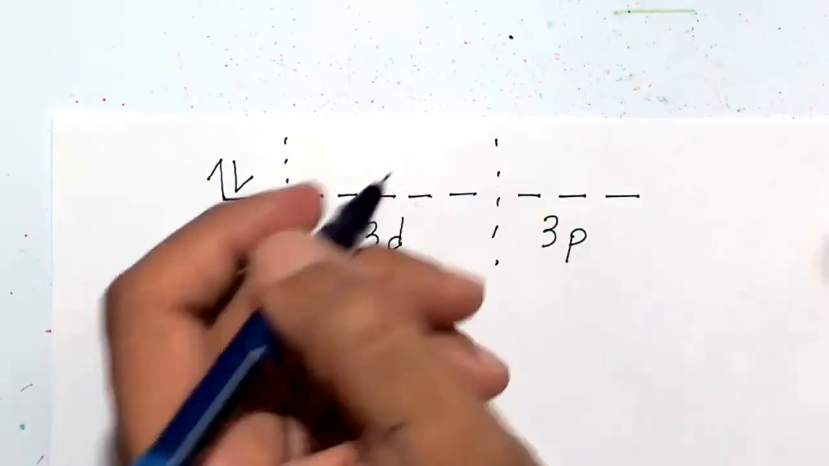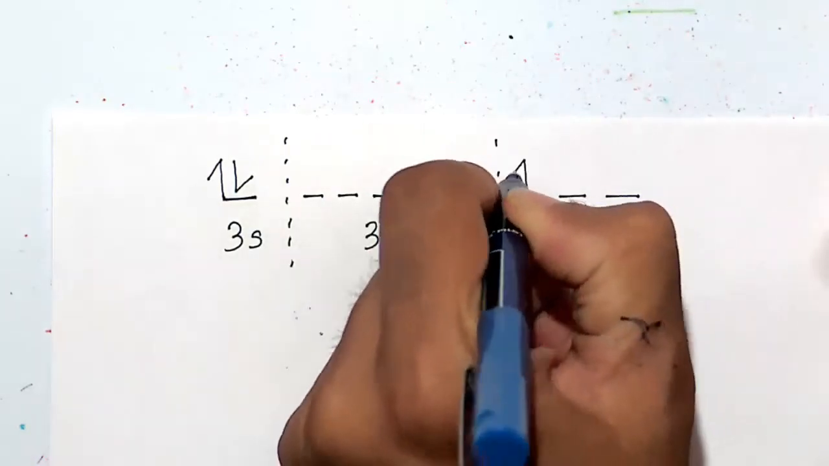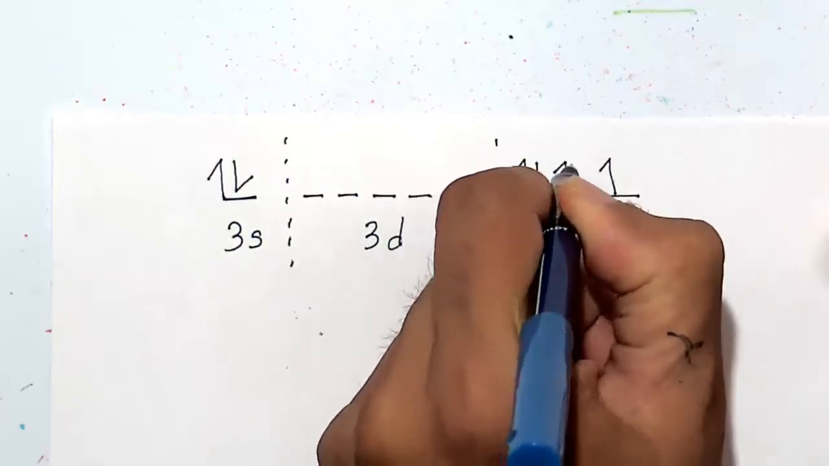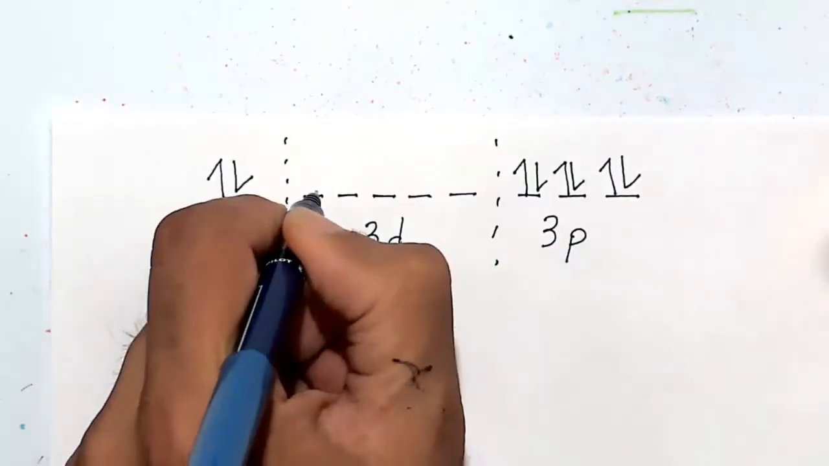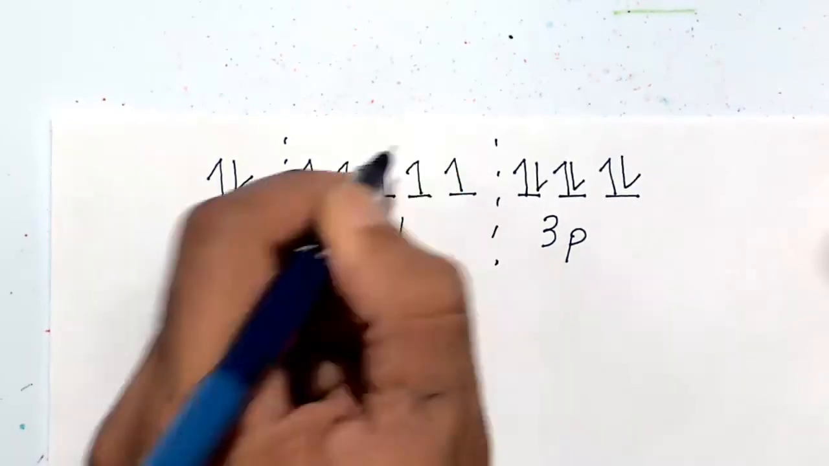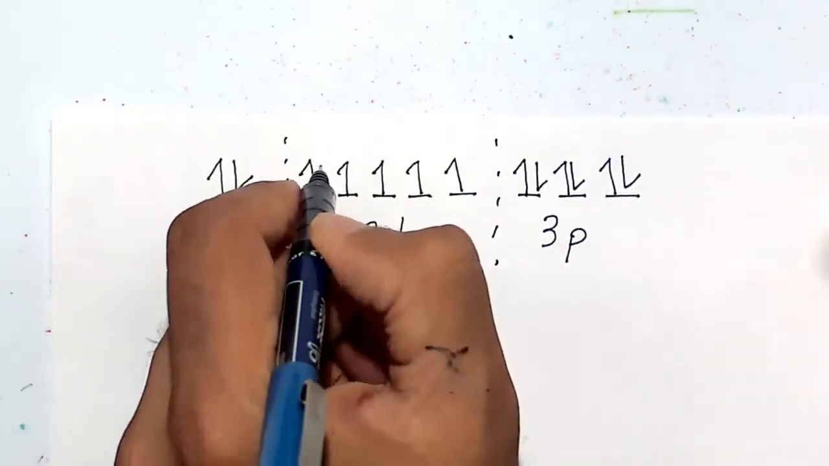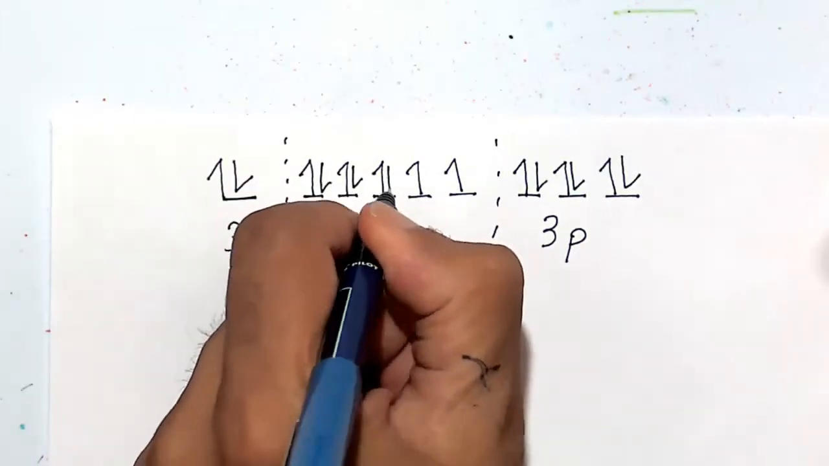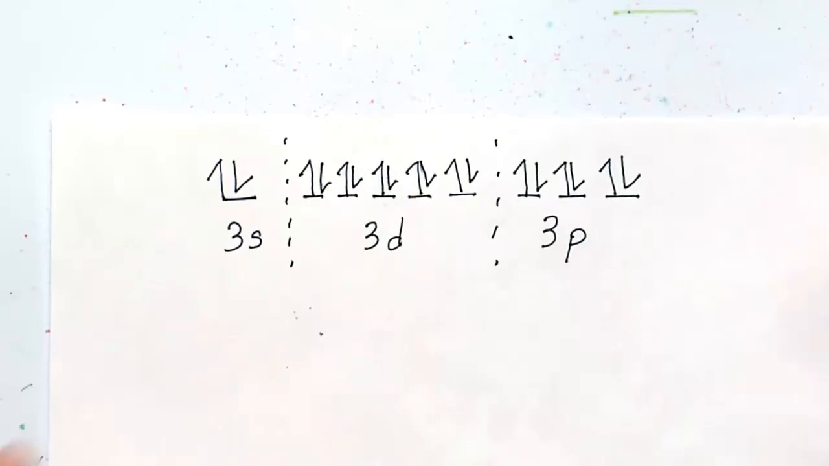Let's go to the 3p orbital. When the electrons start marching, they're going to go spin up, spin up, spin up, and then spin down, spin down, spin down. And with the d orbital, they're going to go spin up, spin up, spin up, spin up, spin up. And then they have no place to go. Instead of going to a higher energy level, they will actually go spin down and pair up. Spin down, spin down, spin down, spin down, and spin down.